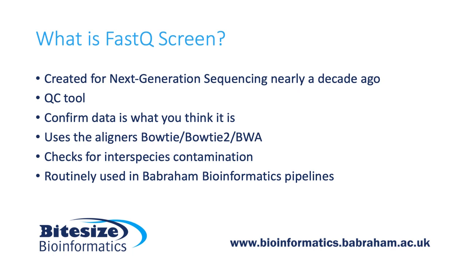FastQ Screen does this by using one of three aligners, Bowtie, Bowtie 2, or BWA. FastQ Screen then uses these aligners to map your sample of interest to a range of target genomes. These should be the genome that you expect to see in your sample and a whole range of possible contaminants. Such contaminants would either be adapters used in the sequencing or maybe some sort of vector molecules used in the library construction, or perhaps other species used in your lab.